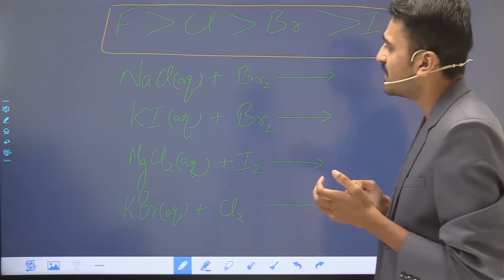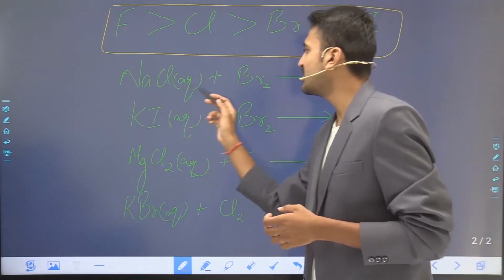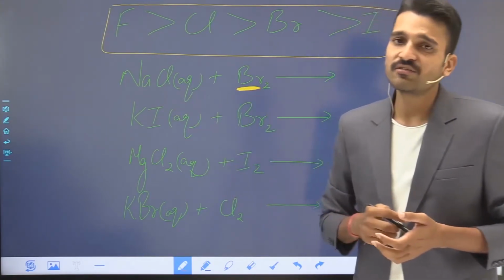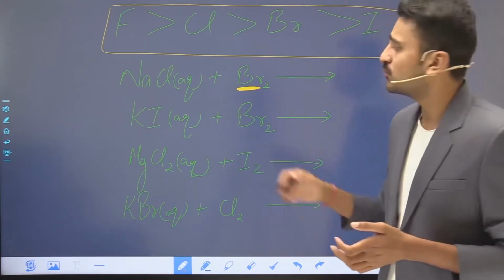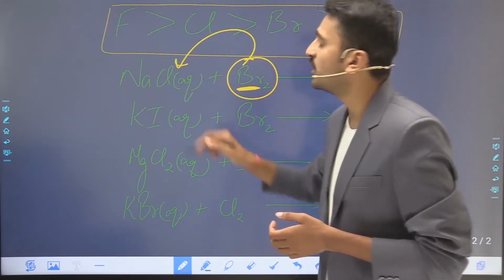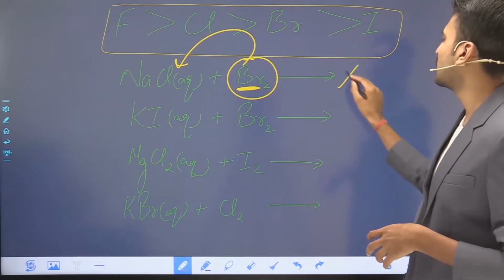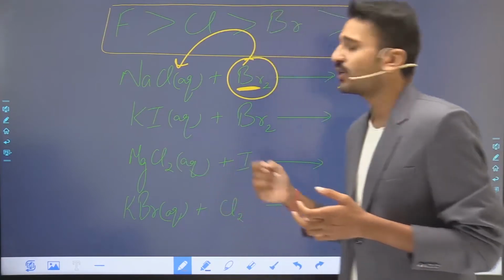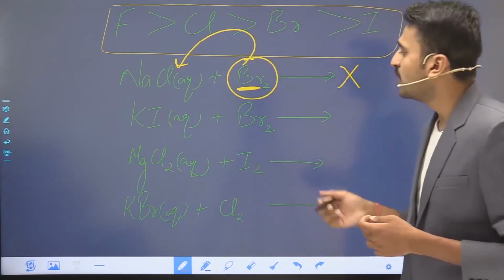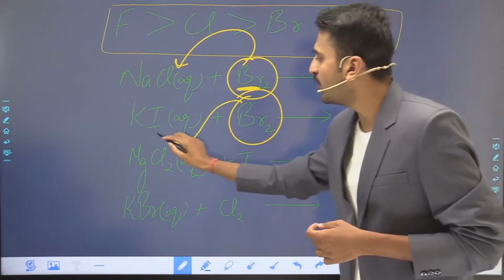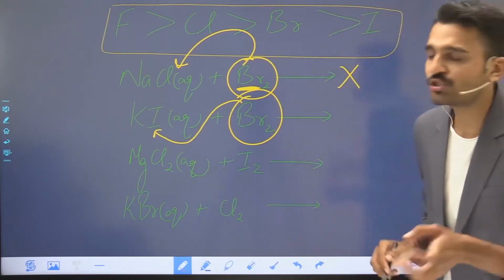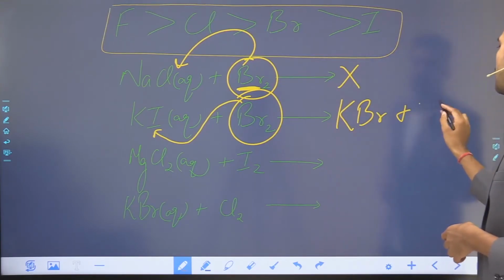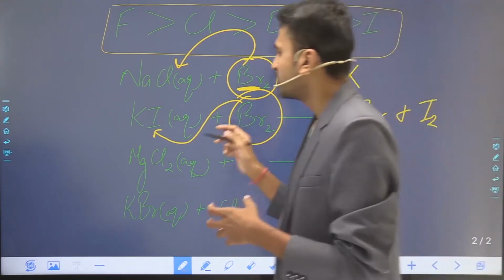In these examples, what is happening when NaCl is reacting with bromine? Bromine here is less reactive than chlorine. So bromine will not displace chlorine from its salt solution, and this reaction will not proceed. Moving to another reaction, KI, that is potassium iodide, reacting with bromine. Here bromine, which is more reactive than iodine, will displace iodine from its salt solution, thereby forming KBr plus I2.